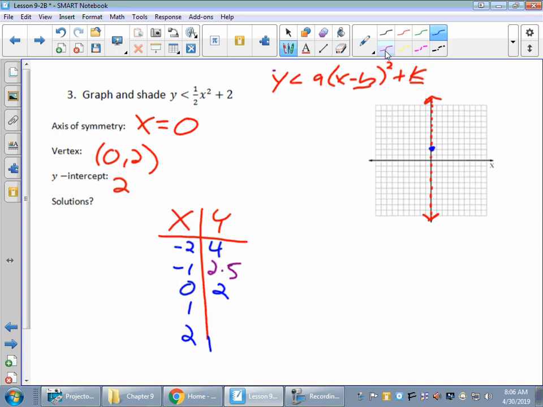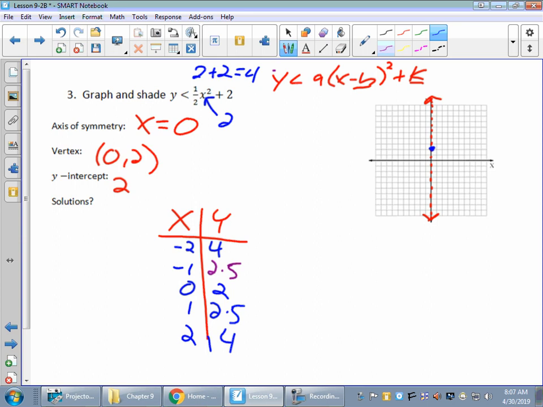If I plug a 1 in, you should get the same result as when you plugged in the -1. So 1 squared is 1, times 1/2 is 1/2, plus 2 is 2.5. See that symmetry? And then if I plug a -2 in, I should end up getting 4. So it's symmetric. But let's just double check and make sure. Plug a 2 in, 2 squared is 4, times 1/2 is 2, plus 2 is 4.